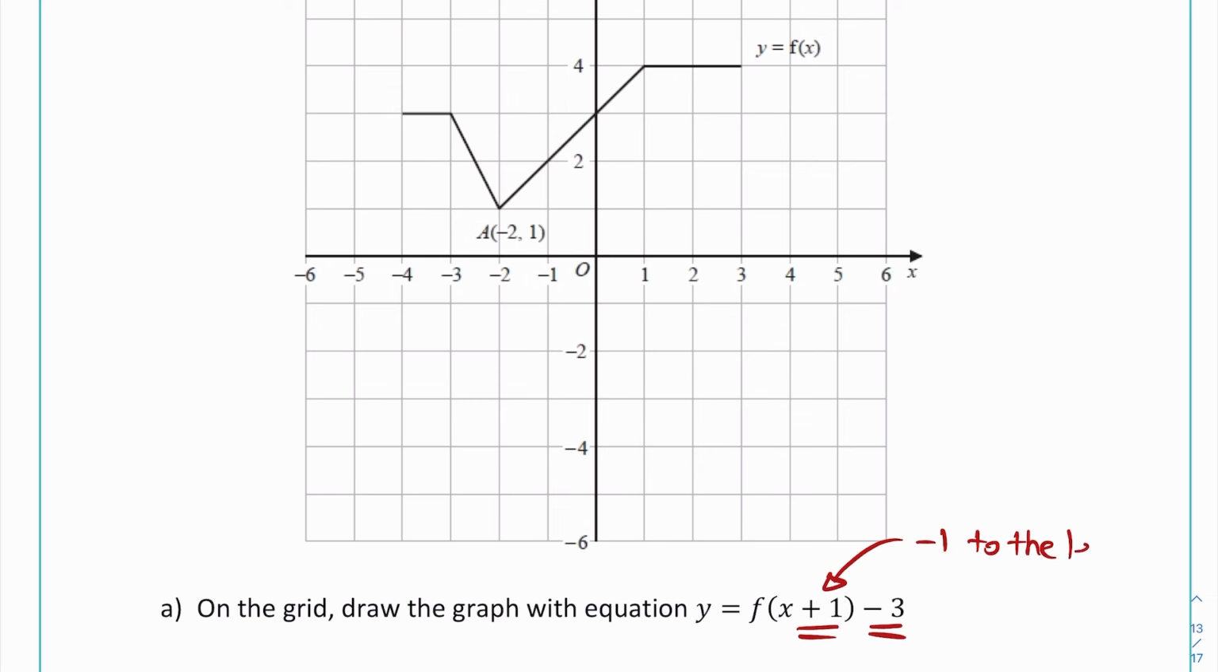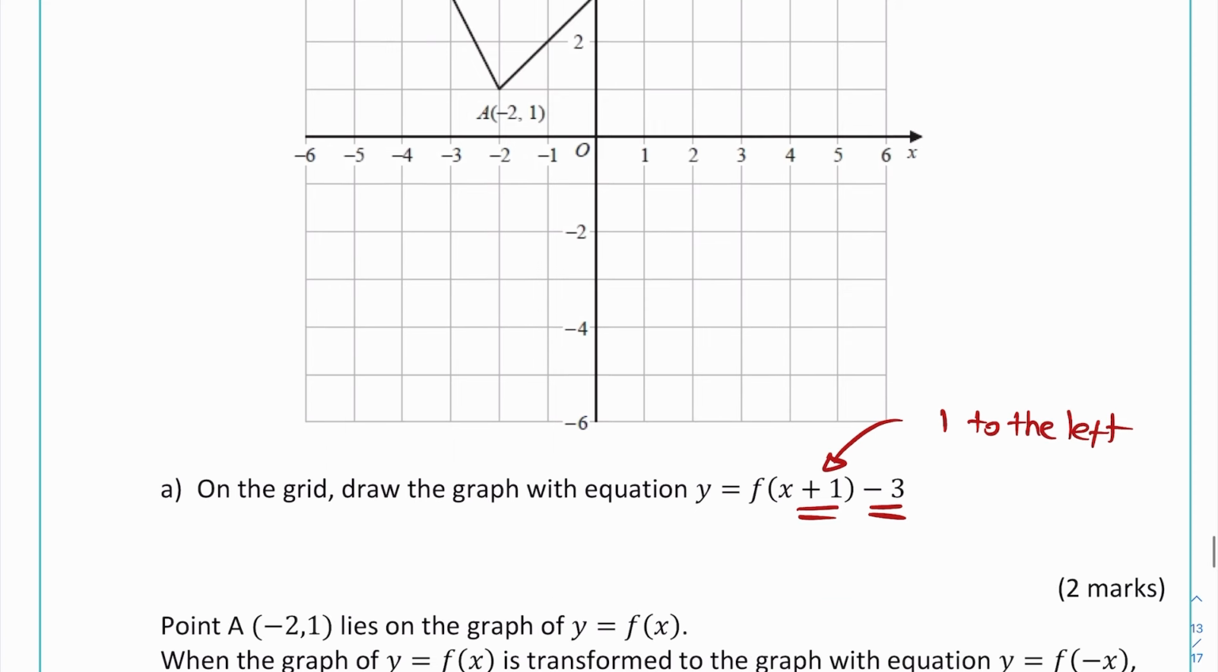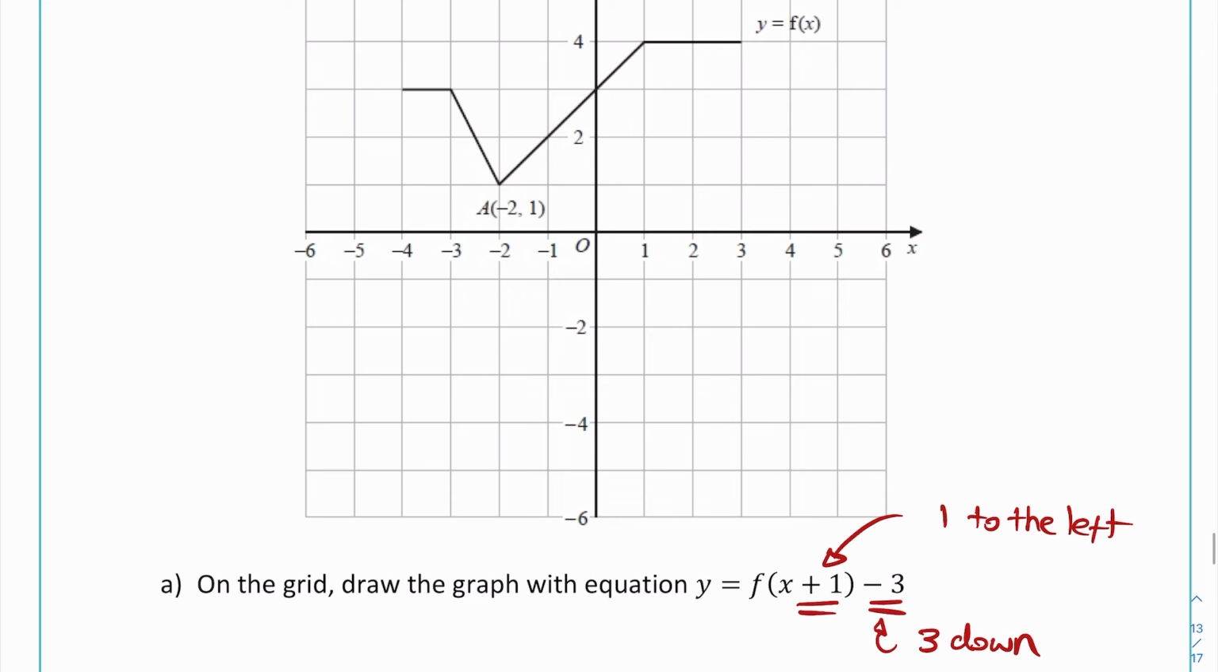Or you could just say 1 to the left. You don't necessarily need to say -1 to the left. So that represents going 1 to the left, and this represents going 3 down. So each point that we can see, or every whole number coordinate, needs to go 1 left and 3 down. And that can be a little bit of a pain to draw, particularly when we've got to do a few different points. So I can see a few whole number coordinates. We've got 1 there, 1 there, 1 here, and 1 there.